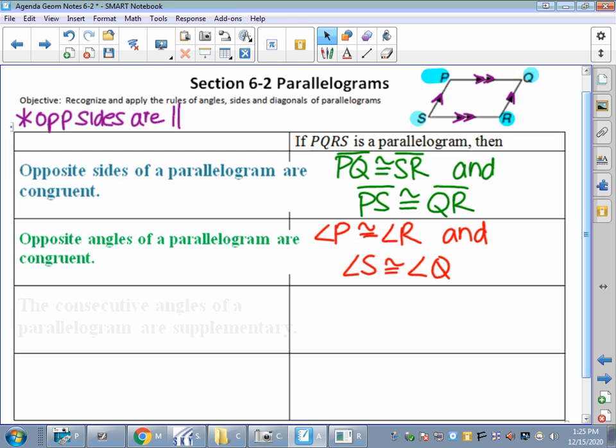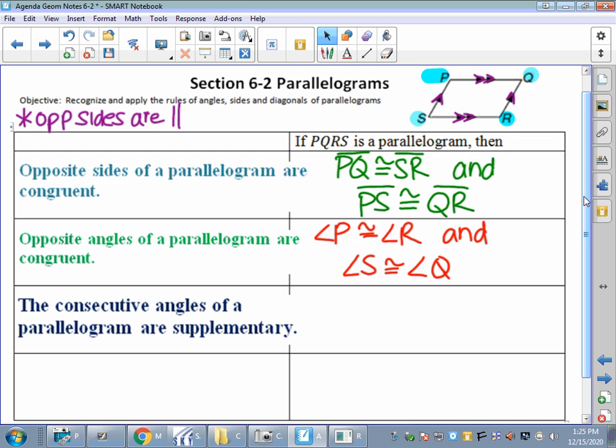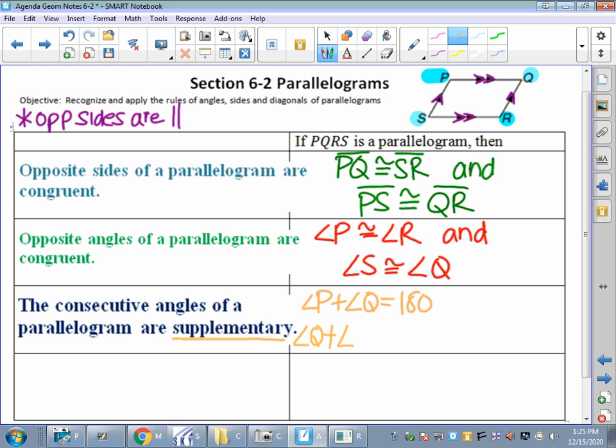Next thing is taking us back. Consecutive angles of a parallelogram are supplementary. It really is because the opposite sides are parallel and we've got ourselves a transversal. So I've actually got 4 sets of things that I could write for this, but let's try to make it a little bit simpler than that. We could say angle P plus angle Q have to equal how much for supplementary? 180, right? Or I could say that angle Q plus angle R are equal to 180 degrees.